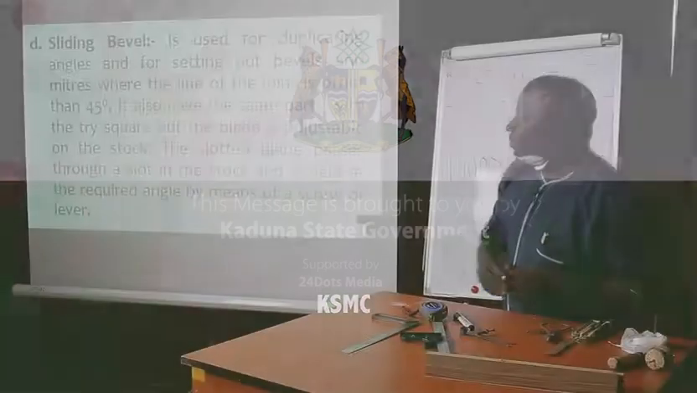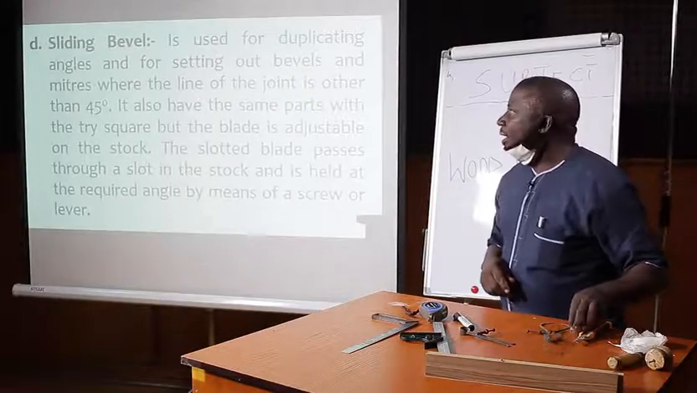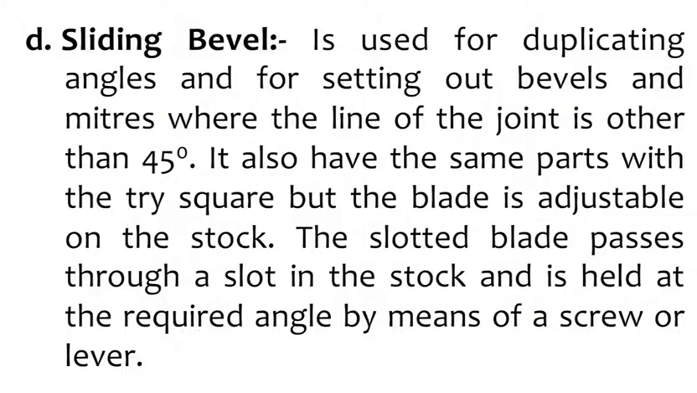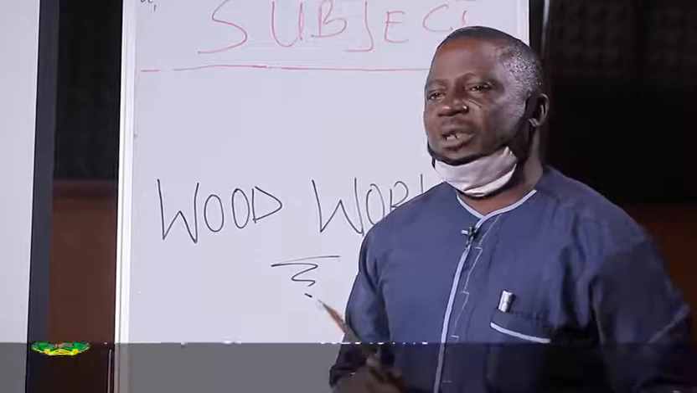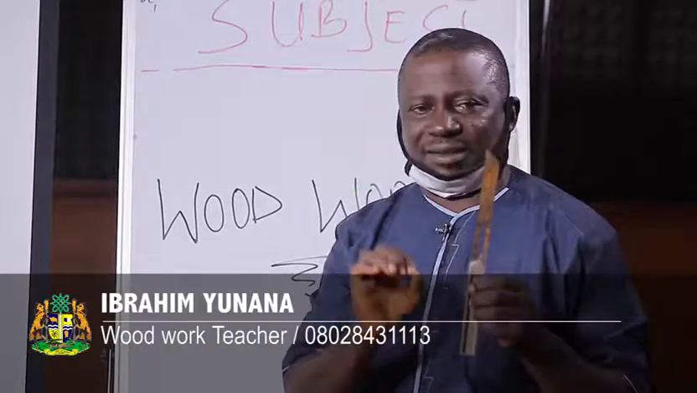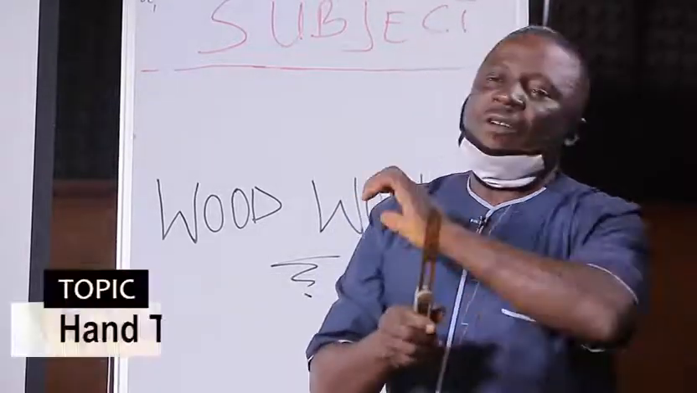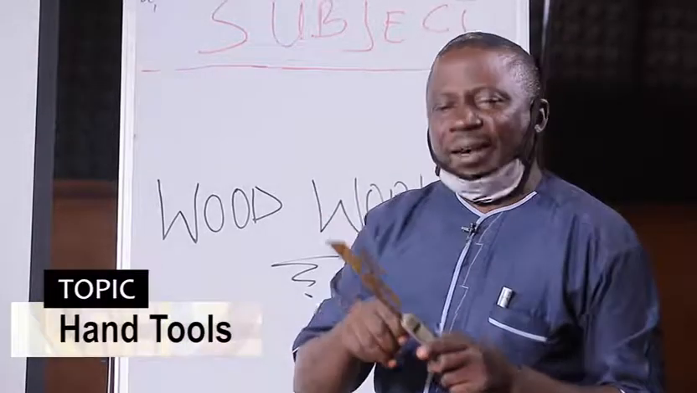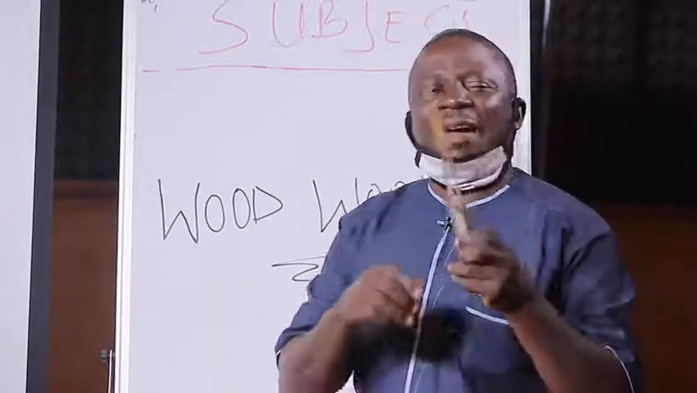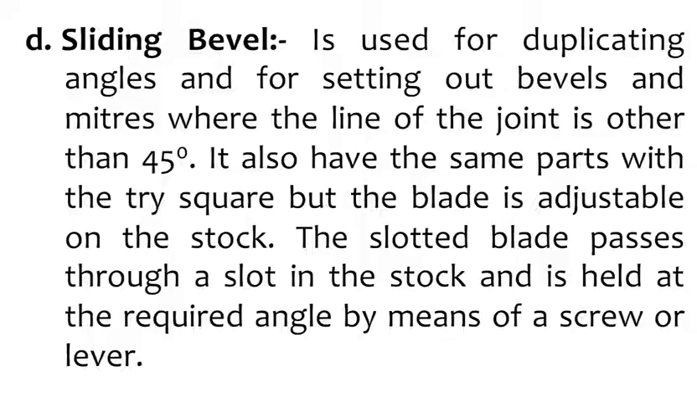The next, sliding bevel. The sliding bevel is used for duplicating angles and for setting out bevels and miters where the lines of the joint is other than 45 degrees. When I was talking about the mitre square, it strictly takes measurements at 45 degrees. But this one takes measurements less than 45 degrees. How? By the explanation, it also has the same parts with the tri-square.